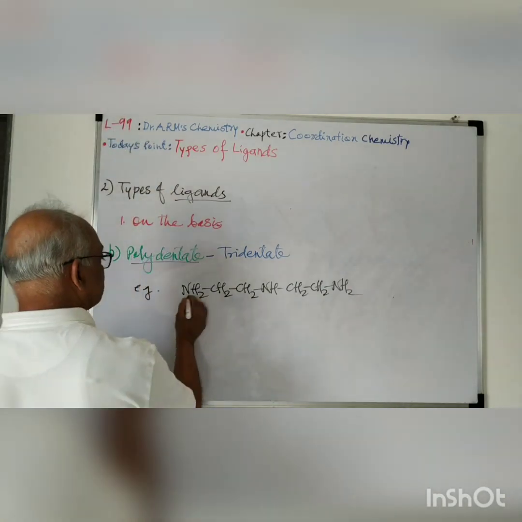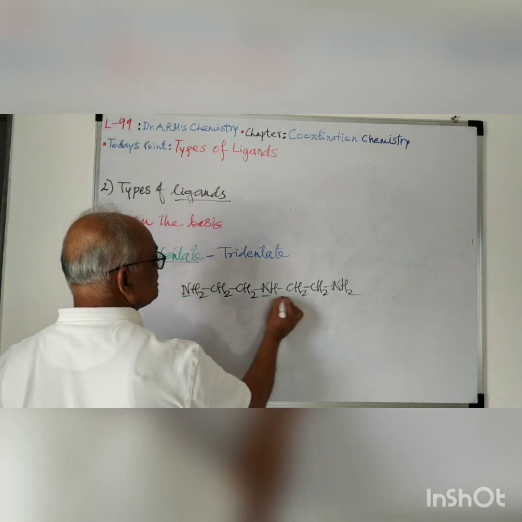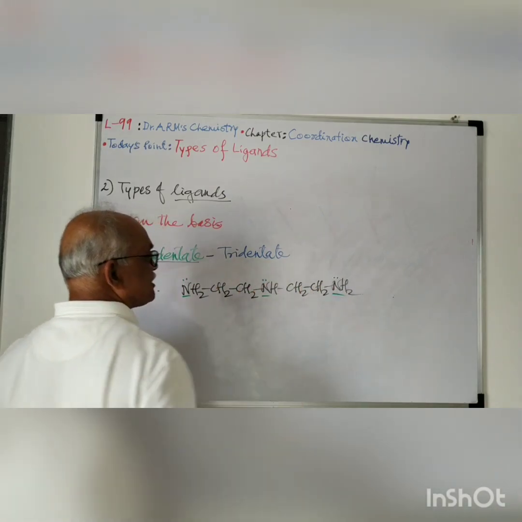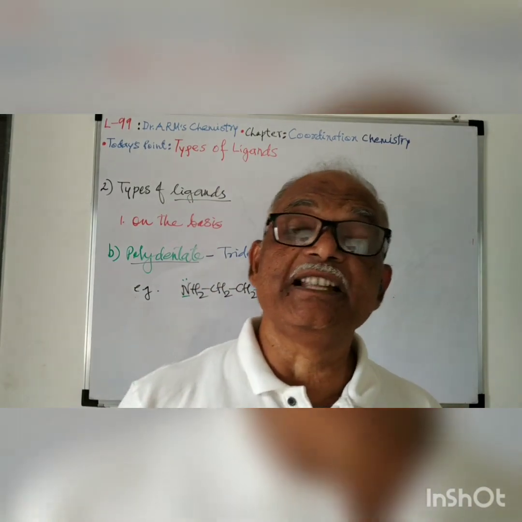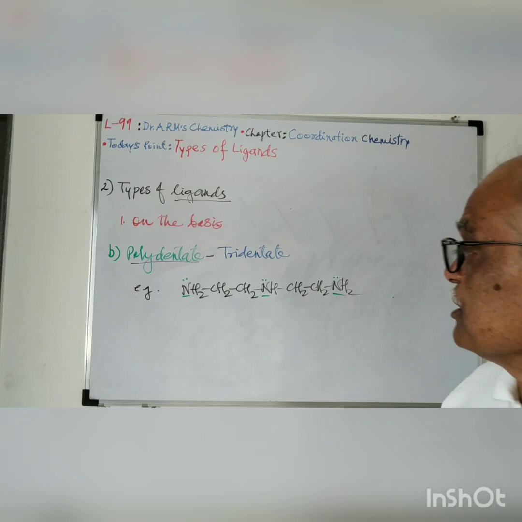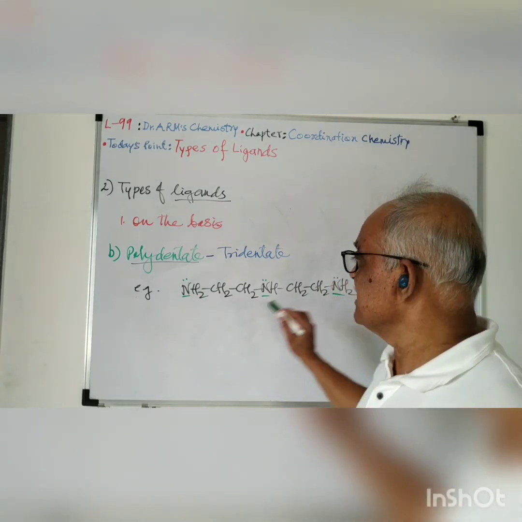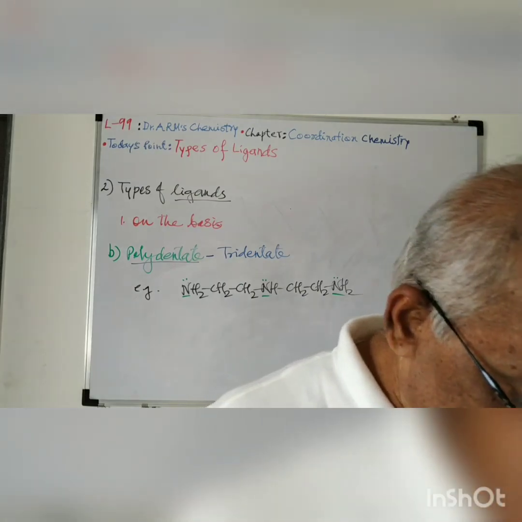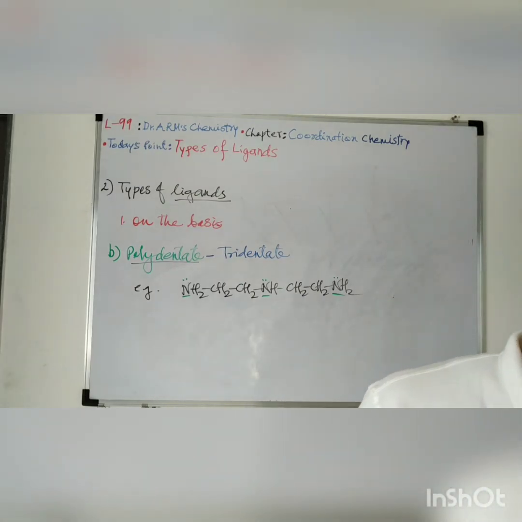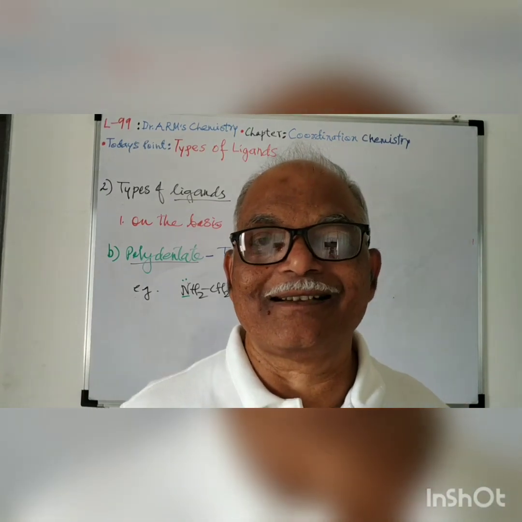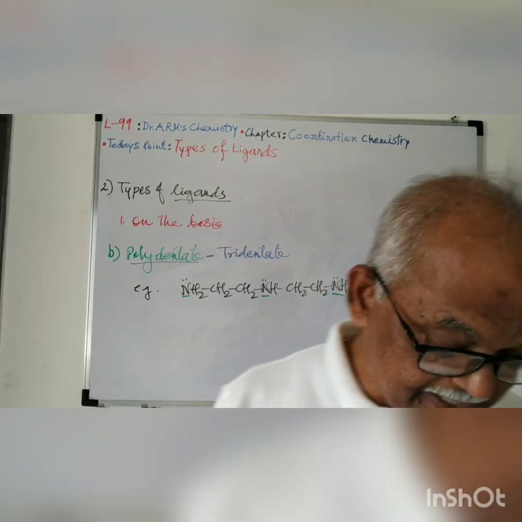So here you will find that this is a donor atom, this is a donor atom, this is a donor atom, and these are the electron pairs with which this ligand can form coordinate bonds with the metal ion. Therefore, there are 3 such points of attachment, and it is called a tridentate ligand. There are many other such ligands which are similarly tetradentate, pentadentate, hexadentate, etc.